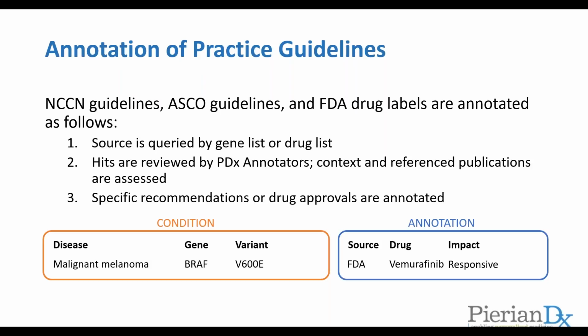So for these practice guidelines, we have our list of genes, we have a list of drugs that are useful for annotation, and we perform an automated query of these sources in order to get hits returned that can be reviewed by our annotators. Again, this could be a brand new gene we've added where we're looking across all the documents to find any mention of that gene. It could be a weekly update or any updates that we are notified of from NCCN. But now we're going to see what changes have been made to these documents, and within those changes, are any of these drugs or genes mentioned?